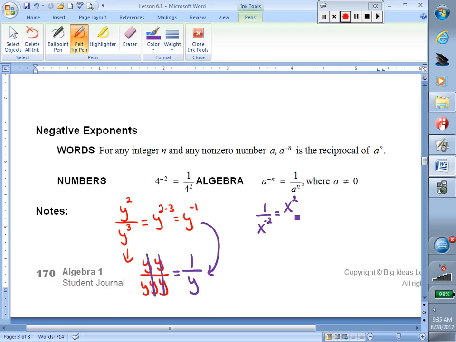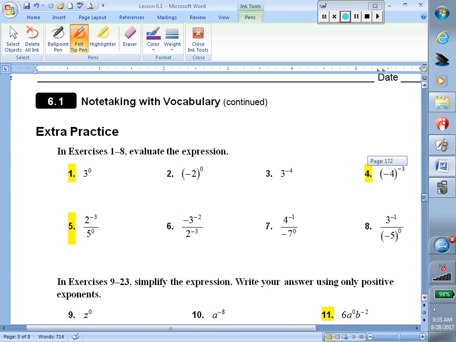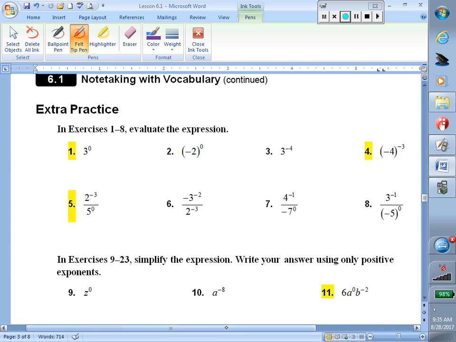Let's try out a few examples using our zero and our negative exponents. Let's turn to page 172 in our student journals, and let's see if we can maybe bring a few of these things together.